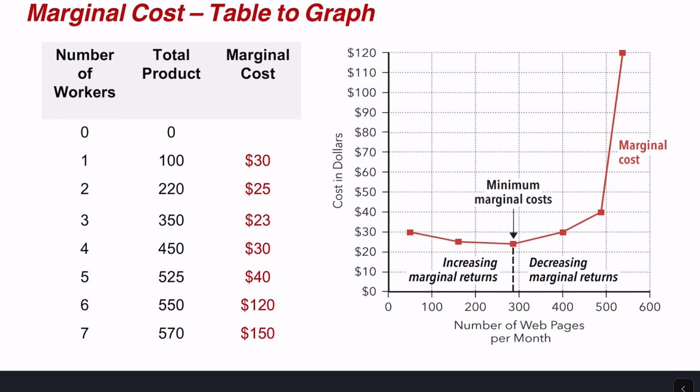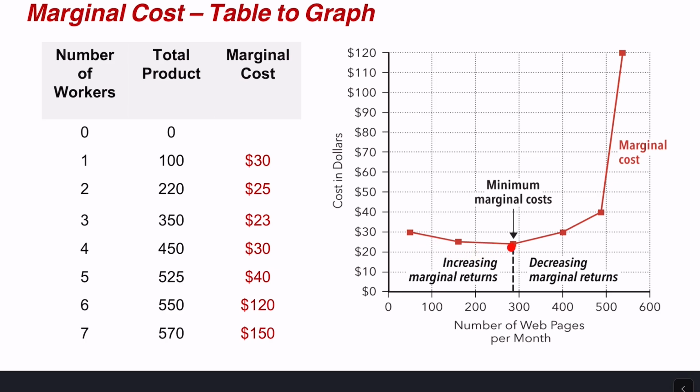Okay, we can also put that into a graph. So here I have the relevant information, number of workers, total output, and our marginal cost that we just calculated. We could graph these numbers out, and you can see that at the beginning we have a falling marginal cost. So as we produce more, our marginal costs go down. This would be increasing marginal return. So our workers are getting more and more productive as we hire another worker.